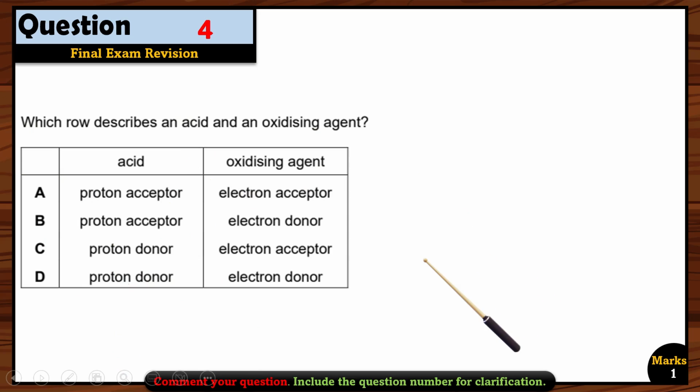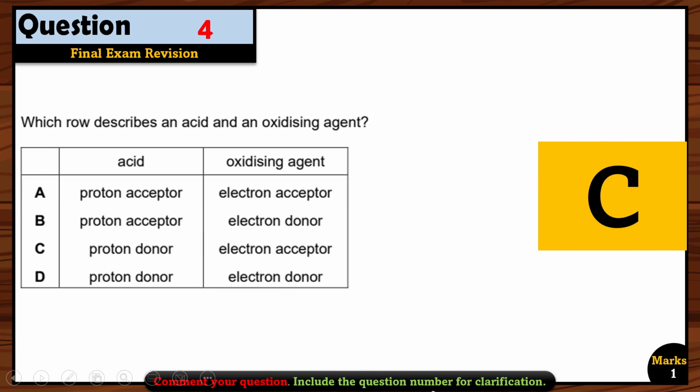And what is an oxidizing agent? We already know oxidizing agents are those compounds that are reduced. So which one is reduced? The one which will accept the electrons. So oxidizing agents are actually electron acceptors. So option C is the right answer for this question.